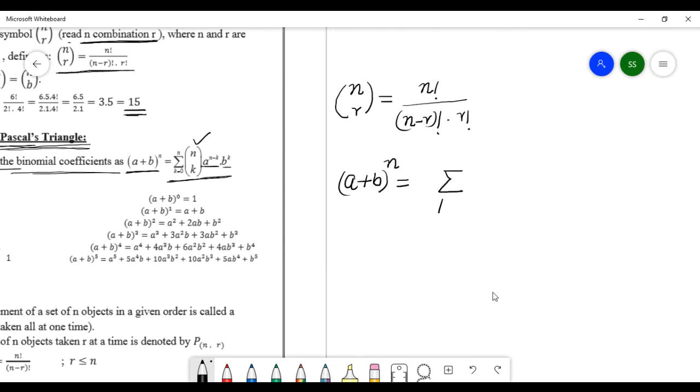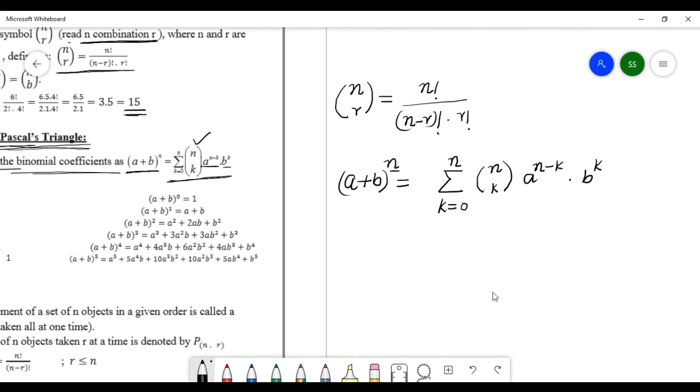This summation, k start from 0, and here n, this n. Okay. And here comes n combination k. So this way, n combination k, and here a power n minus k. Okay, and here b power k.